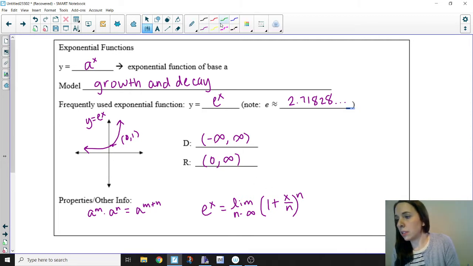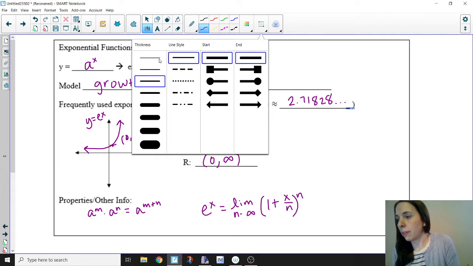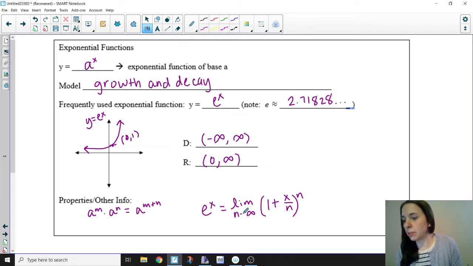I just realized that there's something missing. It looks like a negative, but that's supposed to be an arrow. The limit as n approaches infinity, there we go, of (1 plus x over n) to the nth power. Again, that's a way that you can define e. I think it's pretty cool. I'd like to talk about it. I don't really get to talk about it much in this class, but I just tell you that it's out there so that you sort of know that information.